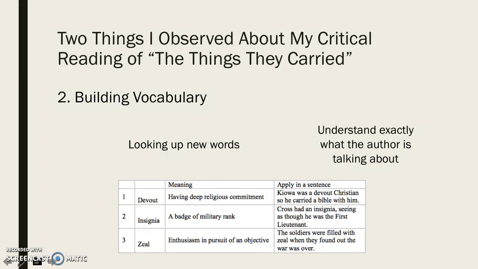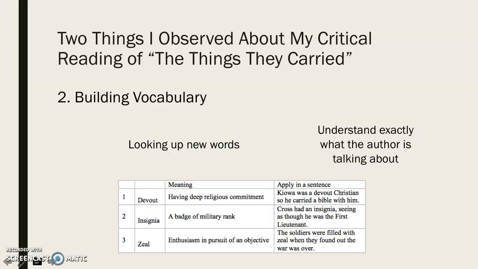When I used the context clues in the text around the word, I knew that it had something to do with the military, but I was not exactly sure. So I looked it up and found out that it meant a badge of military rank. This helped me to better understand this part of the story because I knew exactly what the author was talking about. There have been times before taking this class that I have read text and not known some words. I would have normally just moved on and kept going, only partially understanding what I was reading. But now I have this strategy.